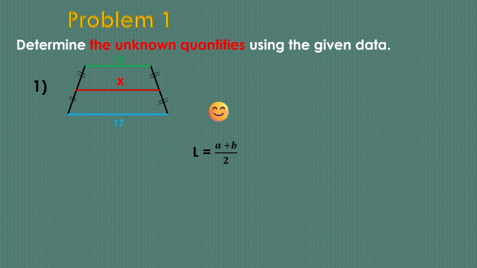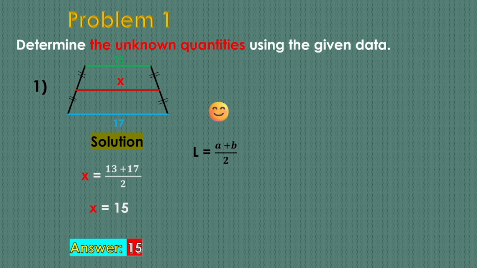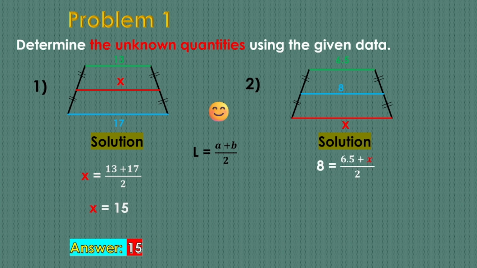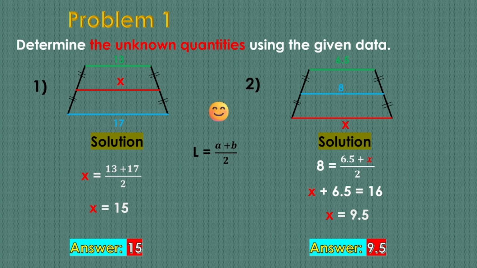Problem 1. Determine the unknown quantities using the given data. And so we see that here we need to find the midline of this trapezoid. We already know what the midline is, and here is the formula in front of us, so we boldly find it. X equals (13 plus 17) divided by 2. Hence X is 15. The answer is 15. In this case, we are given the midline and asked to find the larger base, so we make this equation: 8 times 2 equals 16. 16 is equal to x plus 6.5, so hence 16 minus 6.5 equals 9.5. The answer is 9.5.